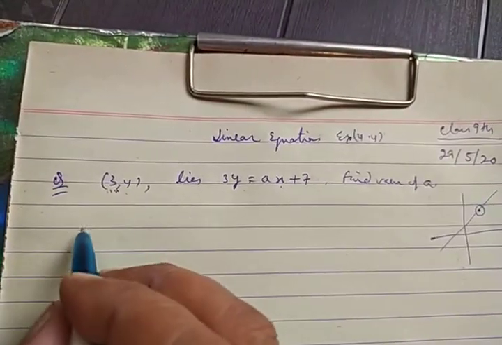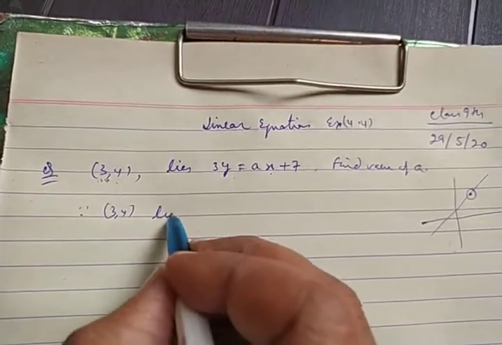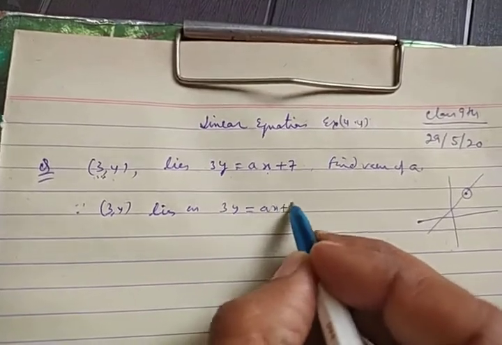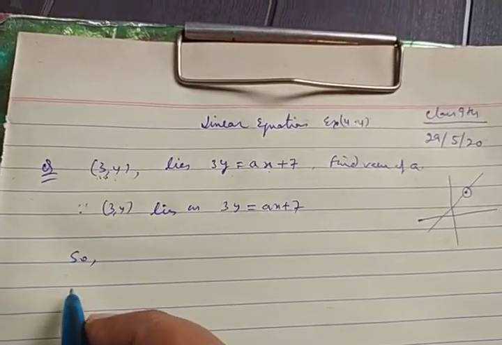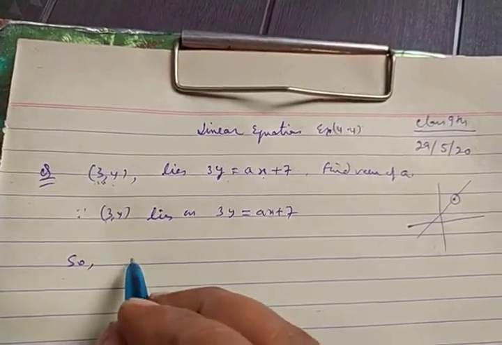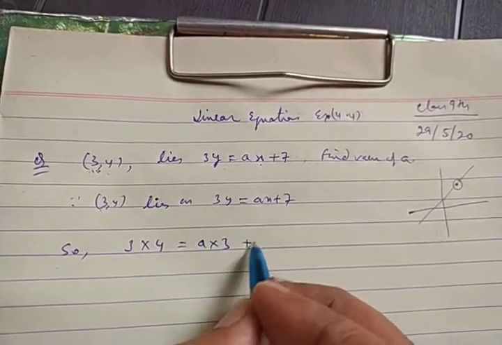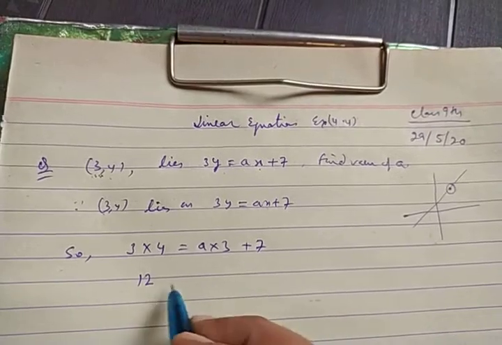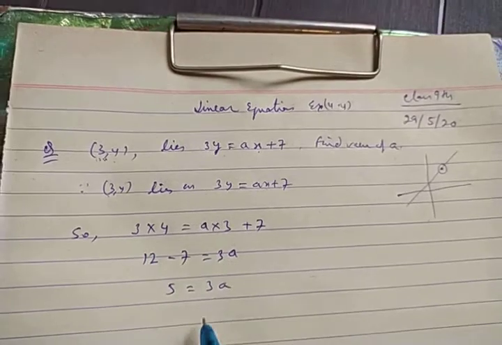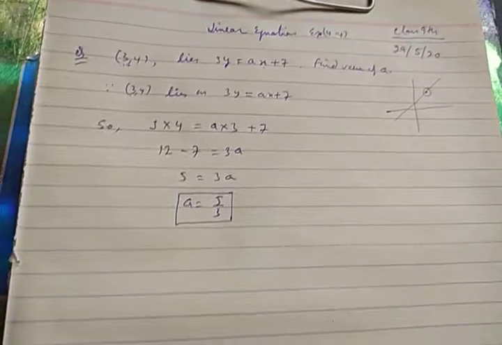Then the solution would be: since (3, 4) lies on 3y = ax + 7, simply substitute x = 3 and y = 4. 3 into the value of y, which is 4, is equal to a into 3 plus 7. 4 threes are 12, minus 7 is equal to 3a. This will be 5 = 3a, then a = 5/3. This will be the solution.